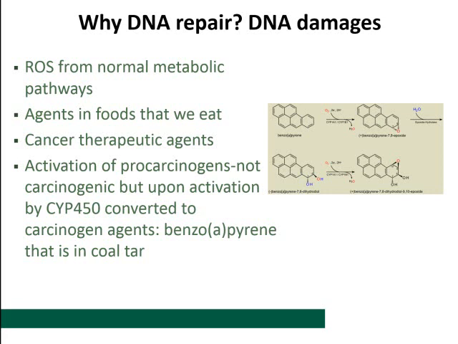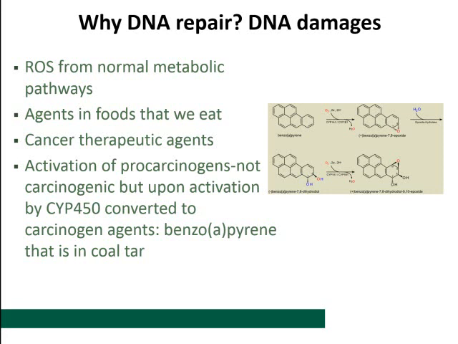The chemicals in the foods that we eat can cause alterations in our DNA. Cancer therapeutic agents can also cause alterations in our DNA. And then one that not very many of us think about on a daily basis is the activation of chemicals that are pro-carcinogens. In other words, they are not carcinogenic in their original form, but upon being taken into our bodies and converted by our metabolic enzymes, they convert to very carcinogenic products.